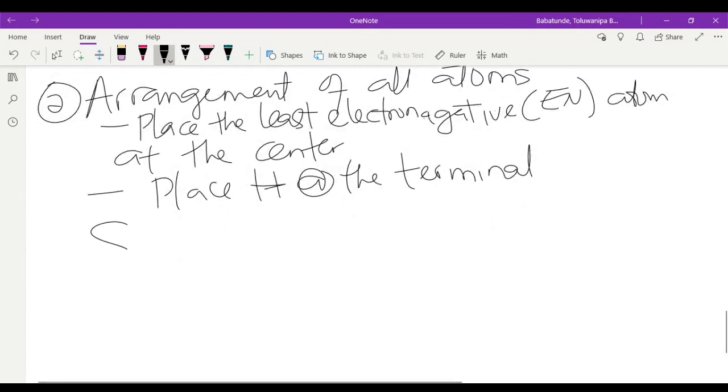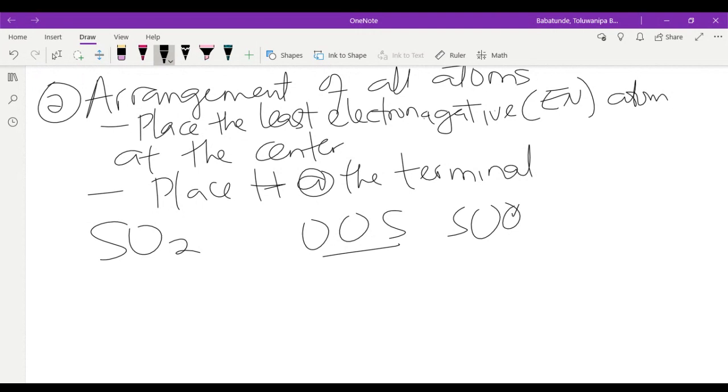So let's take, for example, our SO2. Between sulfur and oxygen, if you look at the periodic table, sulfur is the least electronegative. Because we have three atoms here, two of oxygen and one of sulfur, we can have this arrangement, we can also have this arrangement, we can also have OSO. So only one is acceptable.